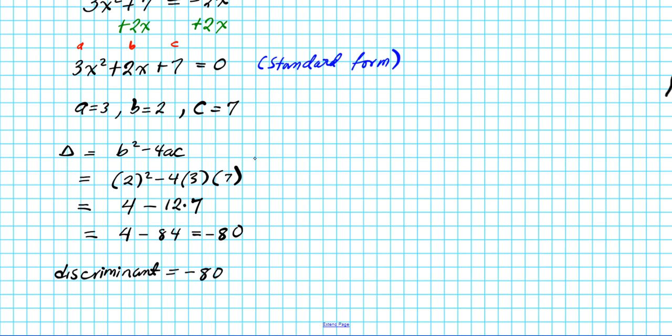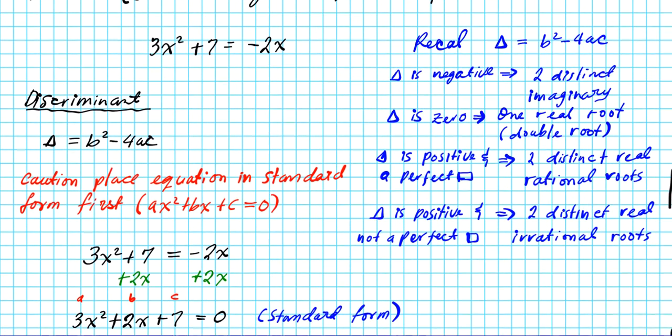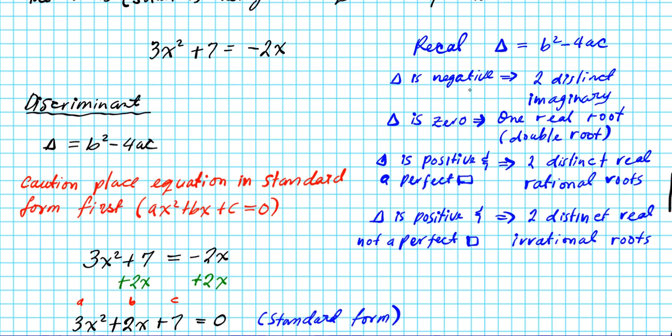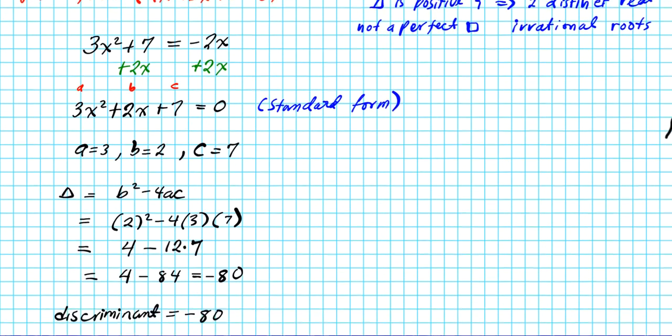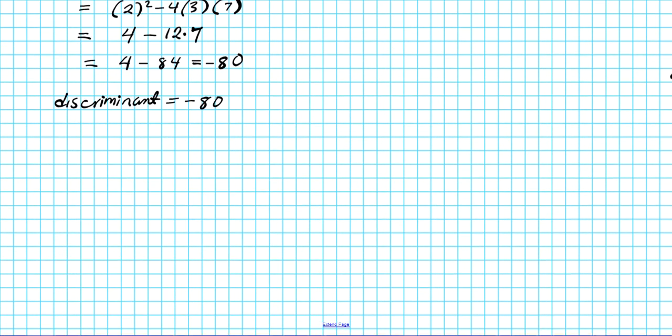So what does this tell us about the nature of the roots? Well, since we have a negative discriminant, let's go back to our notes. We said that if we have a negative discriminant, then you have two distinct imaginary roots. So let's go ahead and write that down.